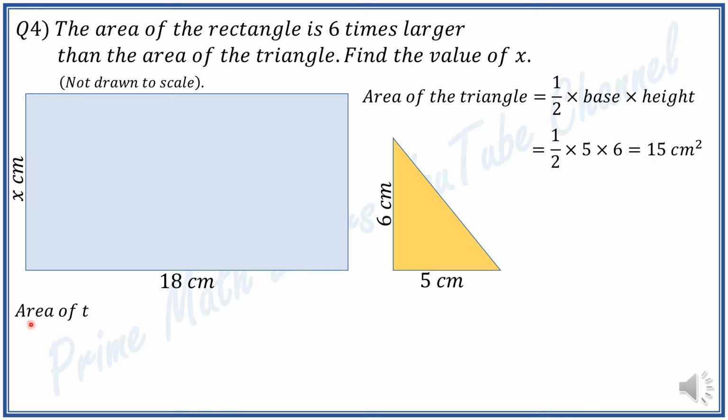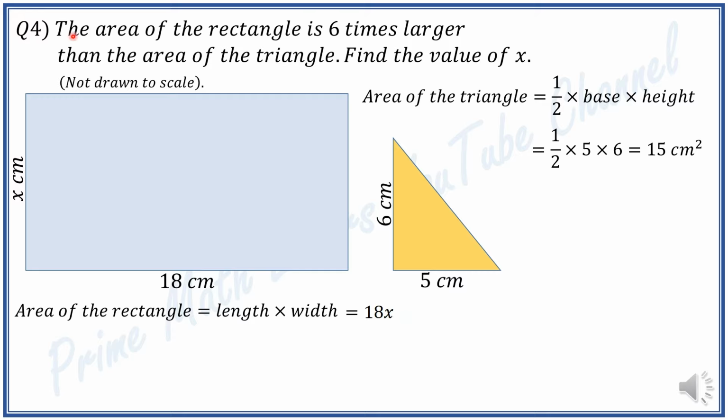Now we need to find the area of the rectangle. We know that the area of the rectangle is given by length times width. The length is 18 centimeters and the width is x. So the area of the rectangle will be 18x.